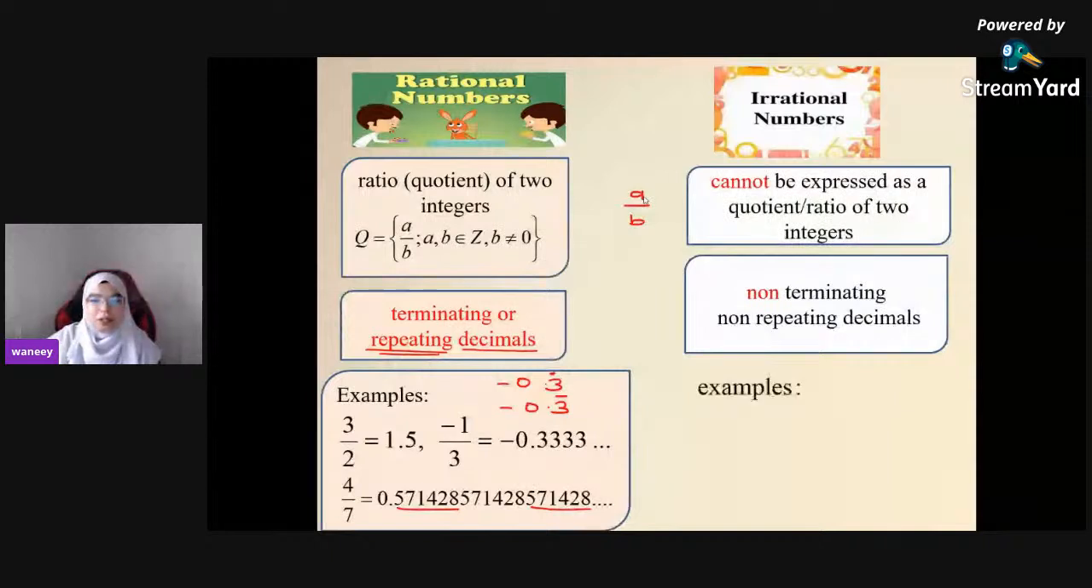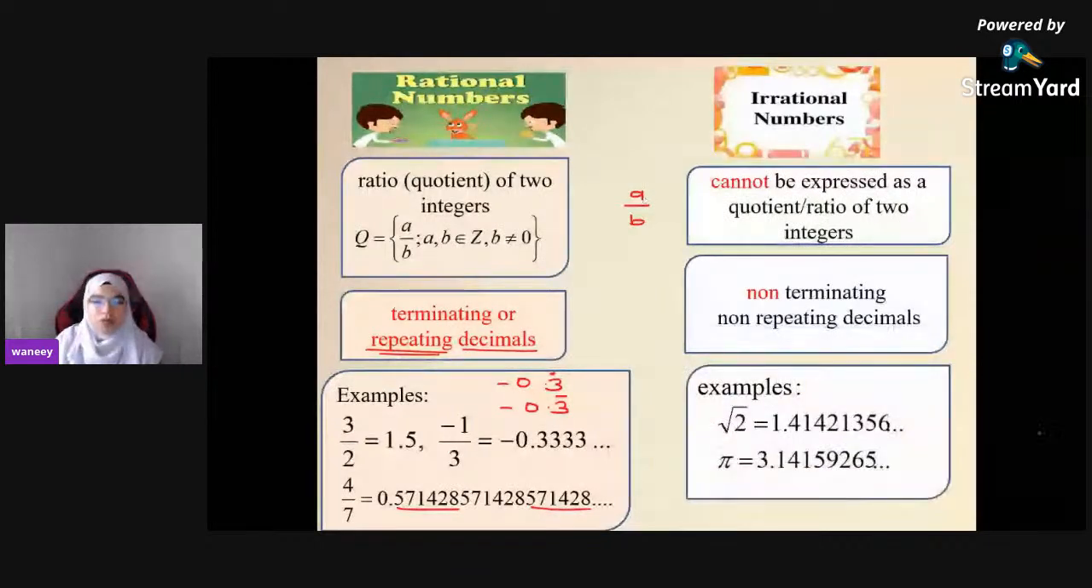So for example, this one is square root of 2. As you can see, this number, we don't have any repeating number, and it is not terminating because we have the plus dot dot dot. Same thing with pi. So pi is 3.14159265 and so on. So this is non-repeating. So we didn't repeat the same number. And then this is non-terminating as well because we have the dot dot dot.